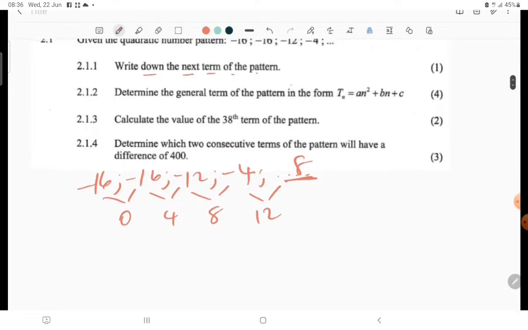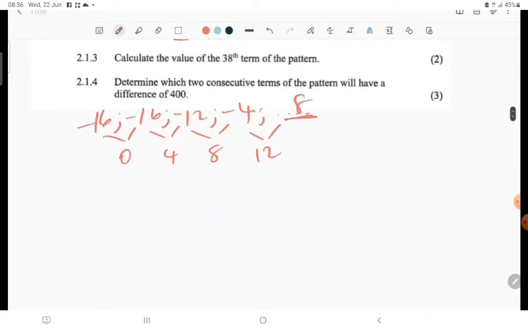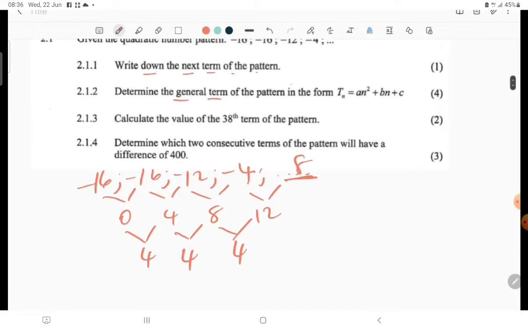Now moving forward, determine the term of the pattern in the form Tn is equal to an squared plus Bn plus C. So here you just need to continue with your difference, then find the second difference. The second difference is 4 minus 0, you get 4. 8 minus 4, you get 4. So this 4 is a common difference.